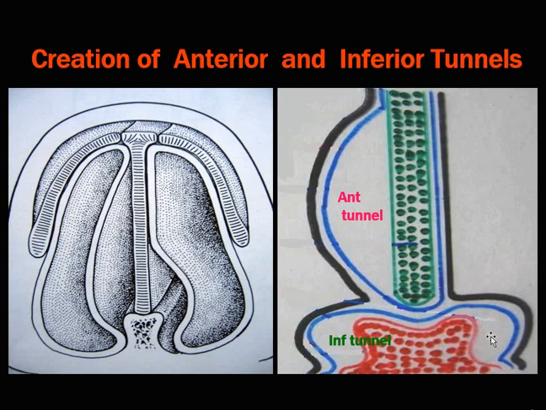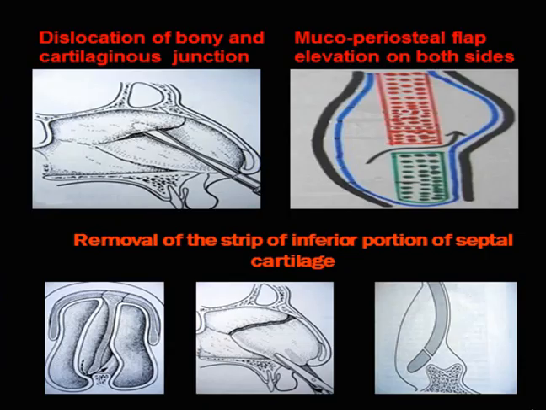The periosteal flap is raised on the opposite side, and this will be cut. We'll cut with the knife, and we'll join the anterior tunnel with the inferior tunnel on one side, and we'll elevate part of the flap on the opposite side, and we'll just remove the part of the septum which is deviated, usually the inferior strip. And now dislocation of the bony and cartilaginous junction is performed.